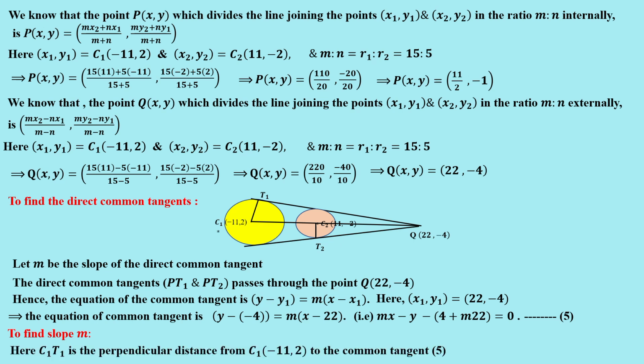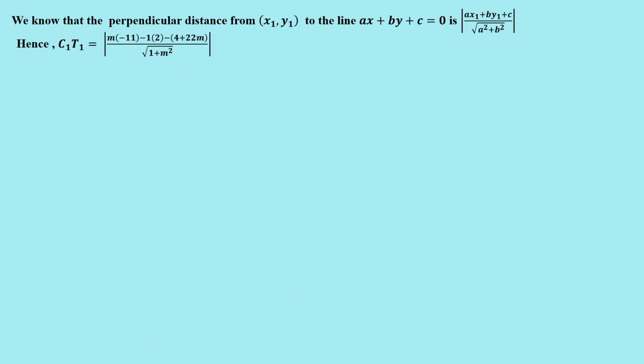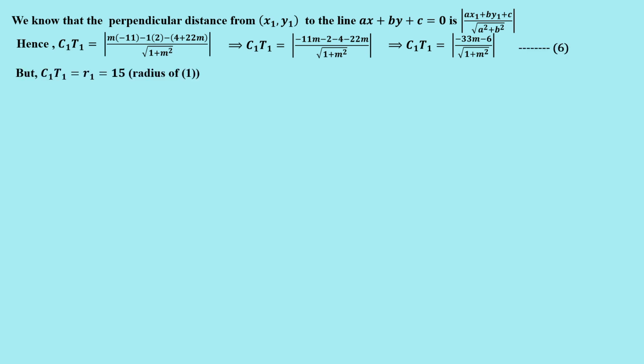We are using that linear equation in x and y, the PT1 QT1 equation. So m, coefficient of x, into -11, minus 1, coefficient of y, into 2, minus the constant term 4 plus 22m, by root of 1 + m square. So this implies C1T1 equals (-33m - 6) by root of 1 + m square, that is equation number 6. C1T1 is nothing but r1, which is equal to 15, the radius of the first circle, that is equation number 7.